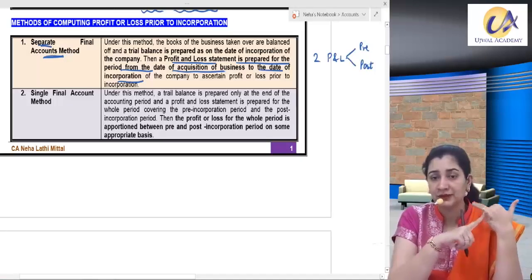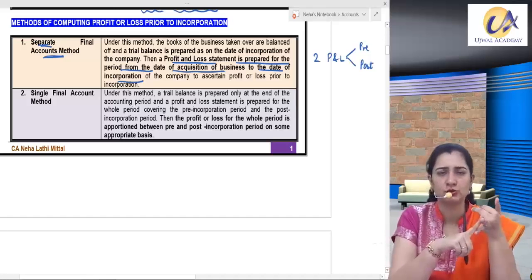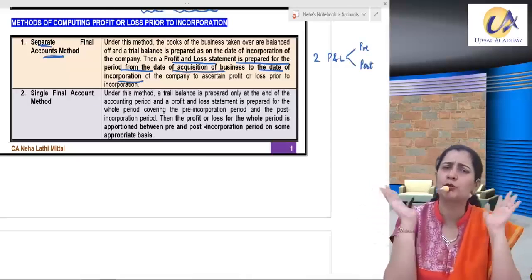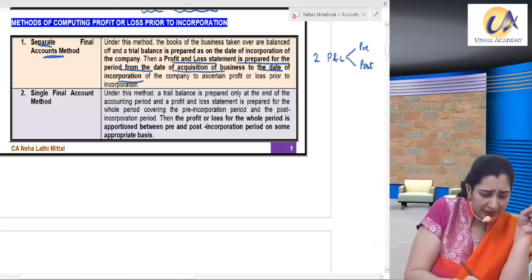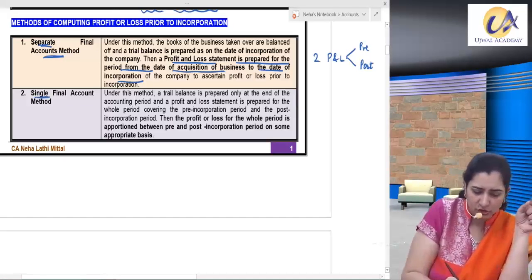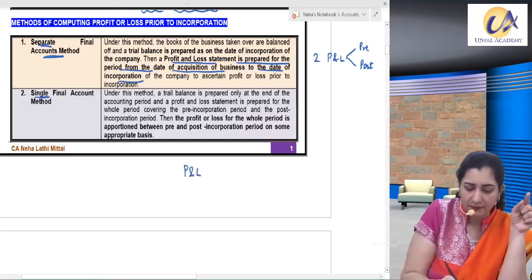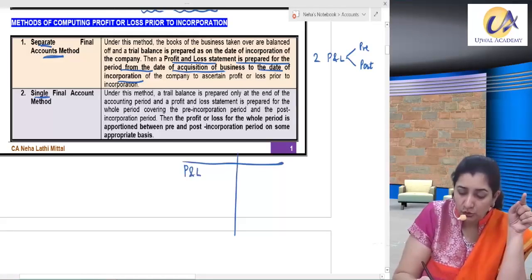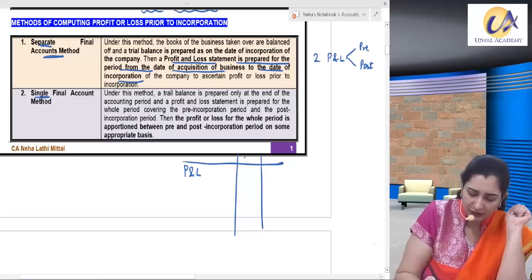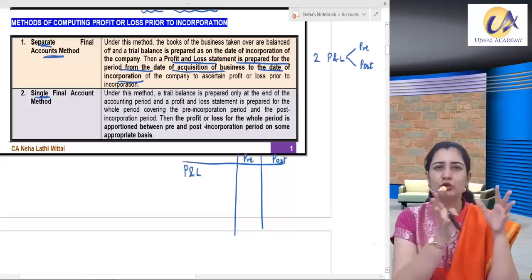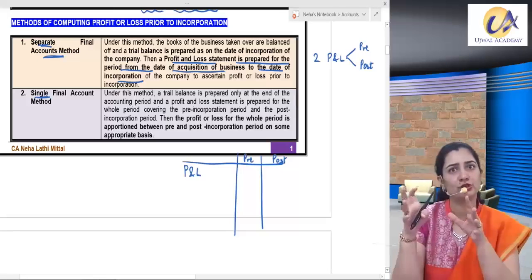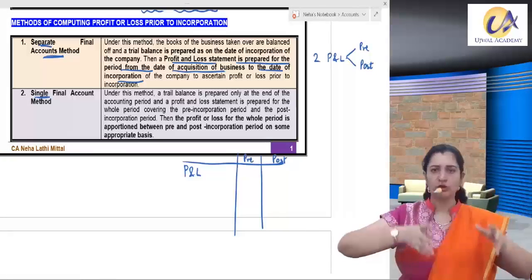One possibility. And second possibility is you will make, no, why will I make 2 PNL? I want to make only 1 PNL. Fine. Make only 1 PNL. So that is called single final PNL. So you will make only 1 PNL, but you will make it with 2 columns. Okay. One will be your pre and one will be your post. Pre-incorporation column, one is post-incorporation column. So 2 columns you will be making.